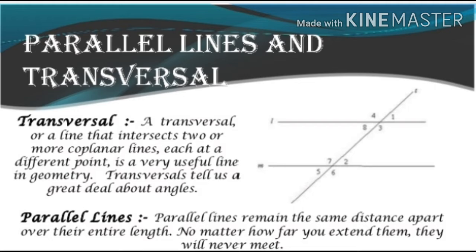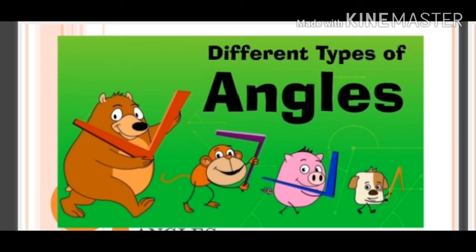Now let's see parallel lines. Parallel lines remain the same distance apart over their entire length. No matter how far you extend them, they will never meet. Now on the basis of these parallel lines, children, we are going to study different angles that are made on these parallel lines. So different types of angles we are going to study.